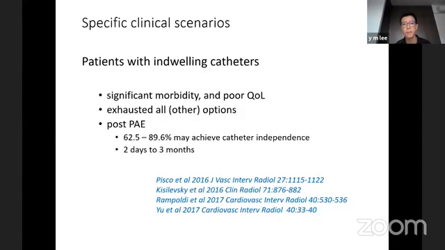And lastly, patients with indwelling catheters, many of them are very old and unfit for surgery. And they have no option. They are not fit for TURP. What has been reported is surprisingly high rates of successful catheter weaning after PAE, as high as 90%. But I think this is somewhat different from my experience. In my experience, up to about 50% of patients can be successfully weaned off. However, this can take several attempts at weaning, up to 3 months.